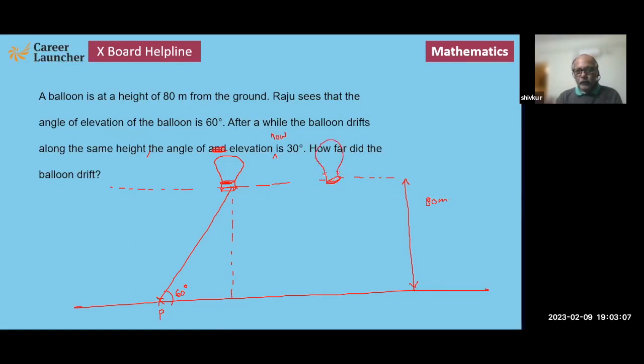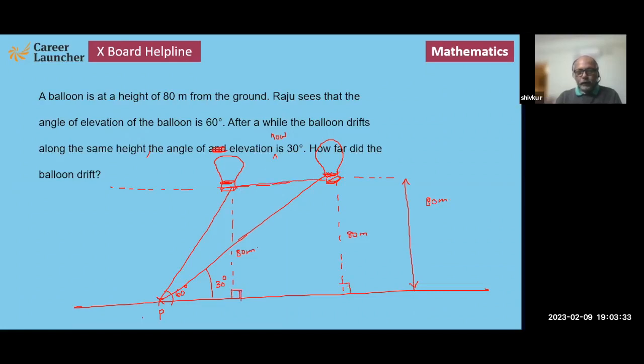Okay. So it moves to another point here. And now the angle of elevation of this point is 30 degrees. And we know that this also is 80 meters, 80 meters and 80 meters. So we want to know how much did this balloon drift? How far did the balloon drift?